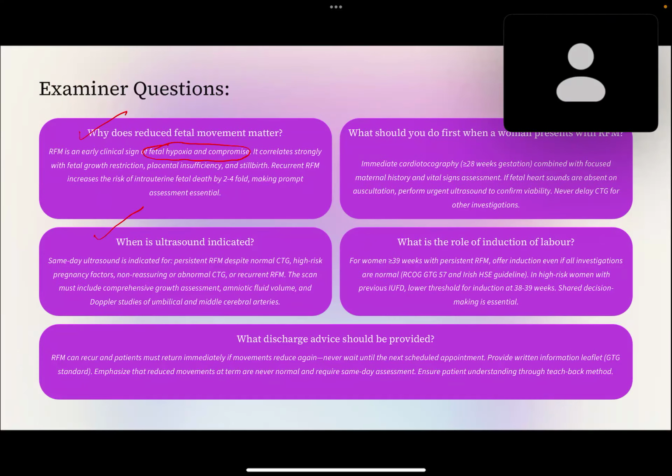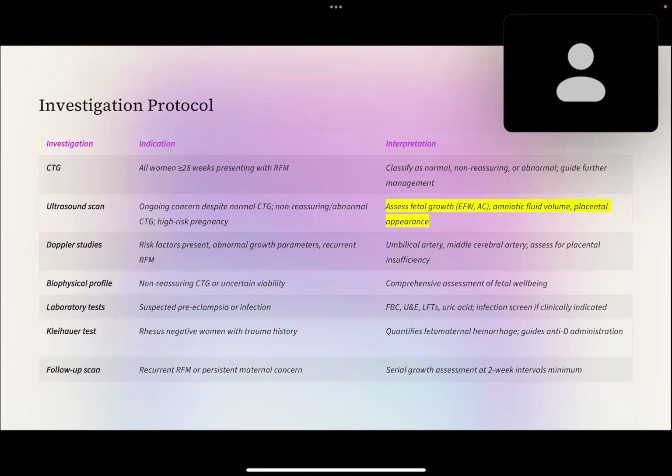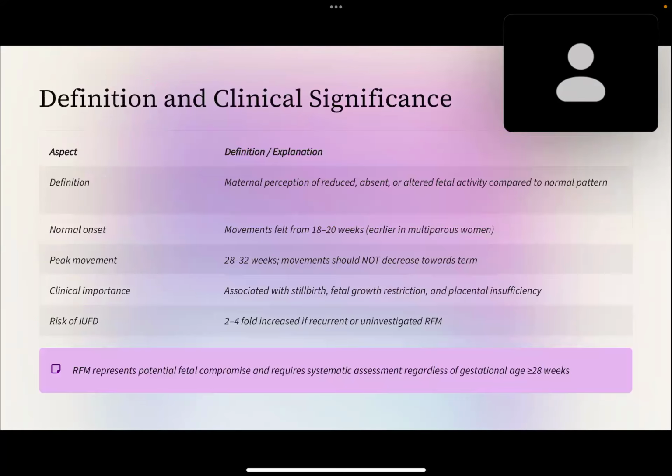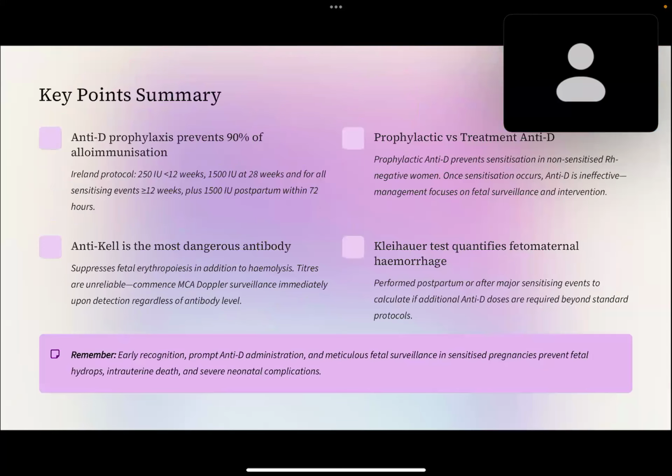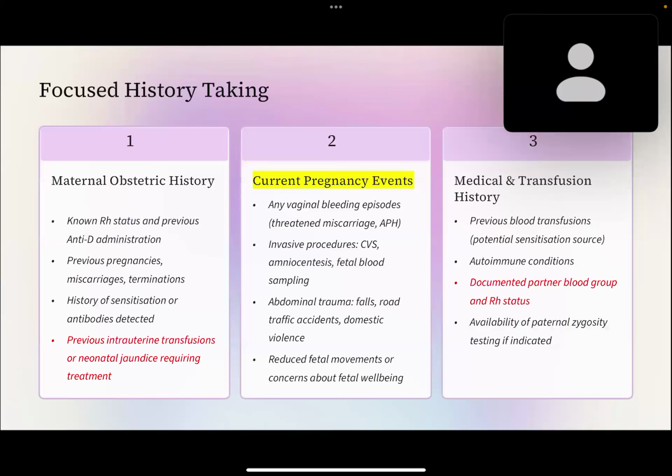When is ultrasound indicated? Same day ultrasound is indicated for persistent reduced fetal movements, for those who have a risk factor, for a non-reassuring CTG, or for recurrent reduced fetal movements. Or if on examination you find SFH reduced, or any risk factor in the history or examination, you do the ultrasound. But CTG for all. Then role of induction, you already told me. Usually they mix up the induction guideline and the VBAC guideline plus little things like IUFD, because they don't test these topics alone. They usually make a mixture of them.